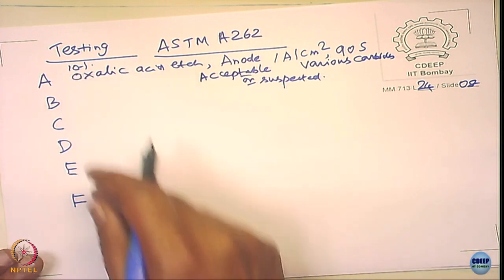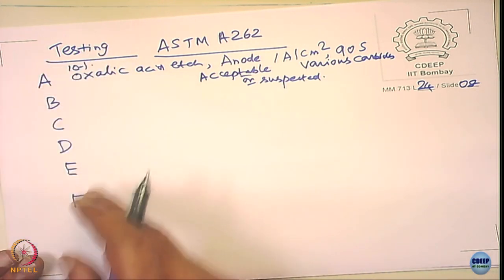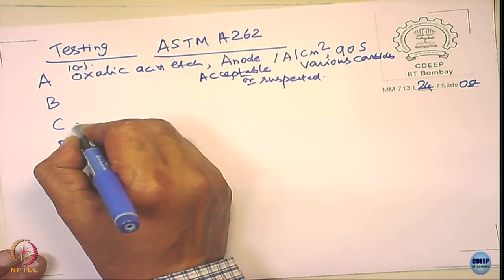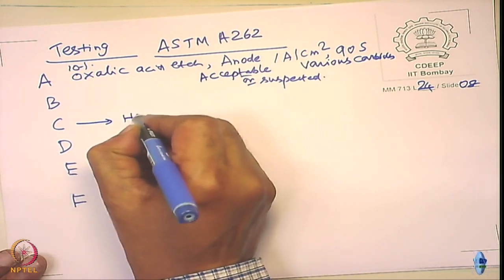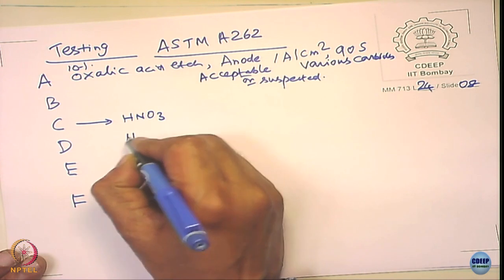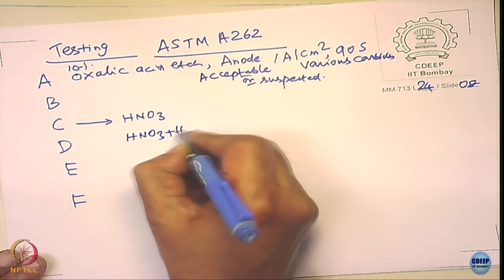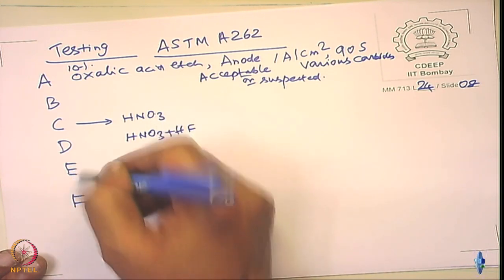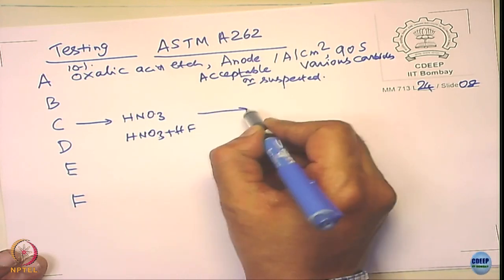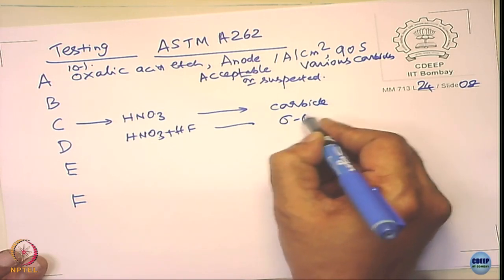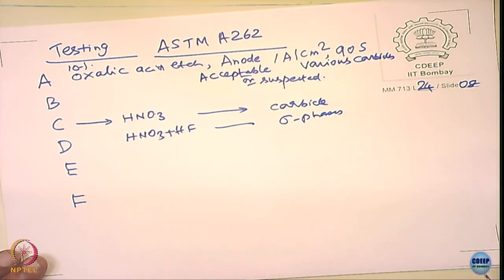Now, each of these tests, I know there is no time, they are all of different kind. For example, this one we use nitric acid. This is nitric acid plus HF. It is a modified test of this, it is slightly milder. So, I want you to go through this, and these tests talk about carbides, they also talk about sigma phases, all kinds of things.